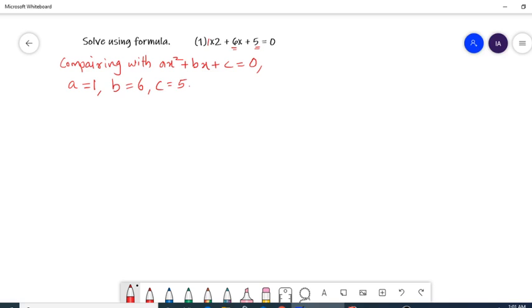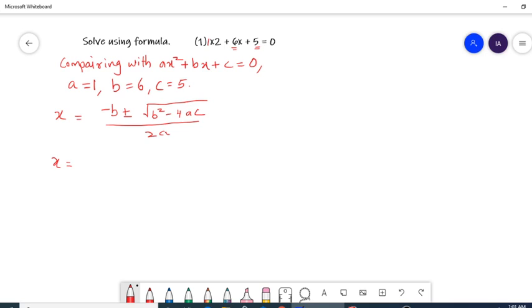Since the equation has variable x, I'll take x equals to minus b plus minus root of b square minus 4ac upon 2a. This is called the quadratic formula. You can use this formula to find the roots of any quadratic equation. So x will become, now it's time to substitute the values of a, b, c in this formula. You will get the roots of the given equation.